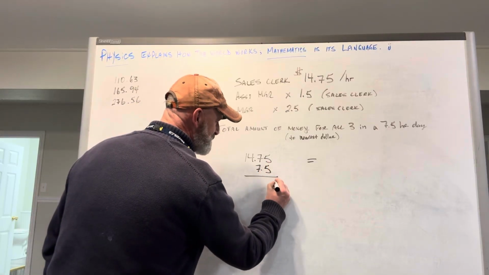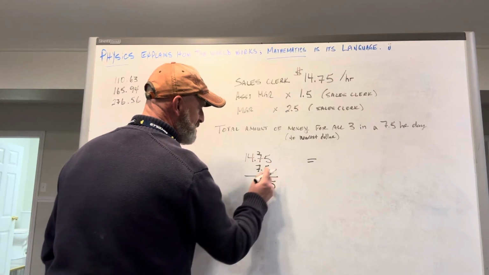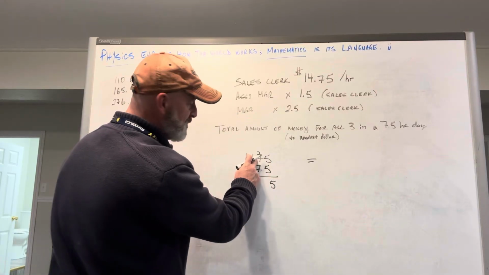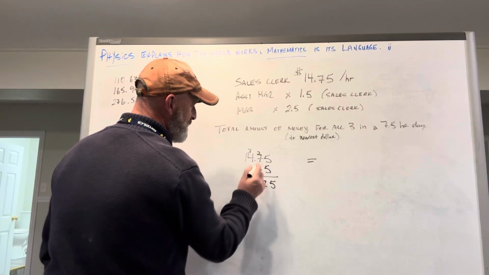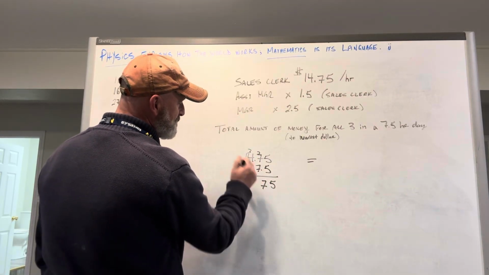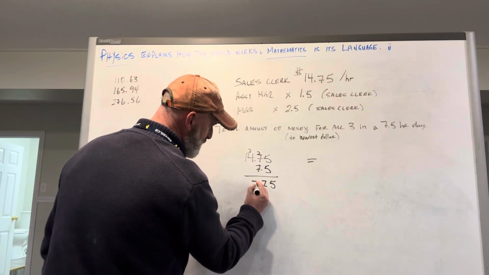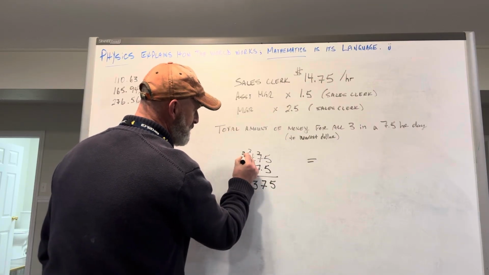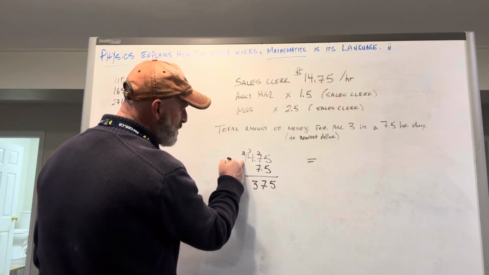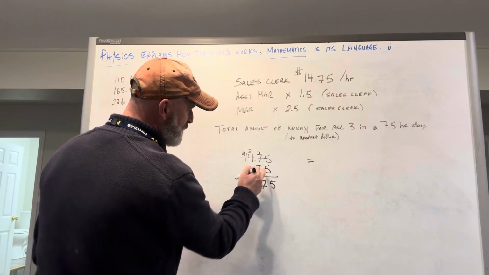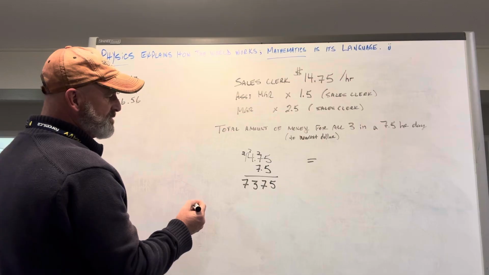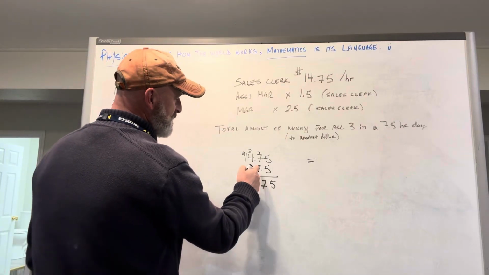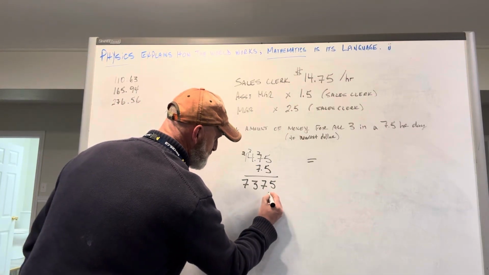5 times 5 is 25. Here are the 2. 5 times 7 is 35, plus 2 is 37. Here are the 3. 5 times 4 is 20, plus 3 is 23. Here are 2. Here are 3. 5 times 1 is 5, plus 2 is 7. 7, 3, 7, 5. Now we do it with this one. 7 times 5 is 35.